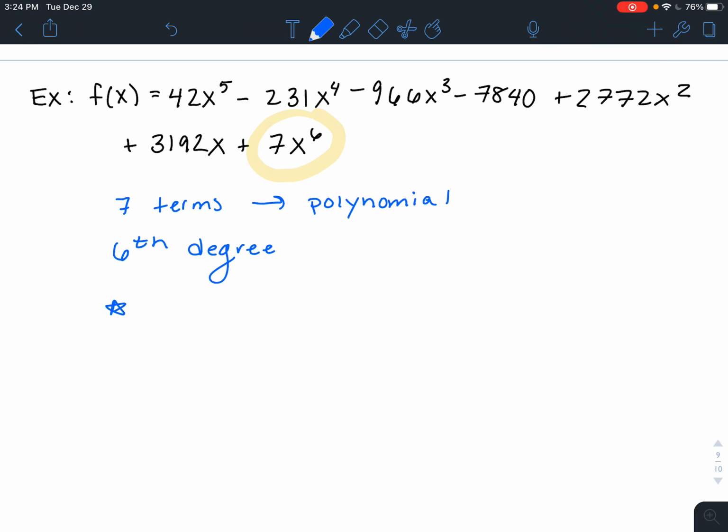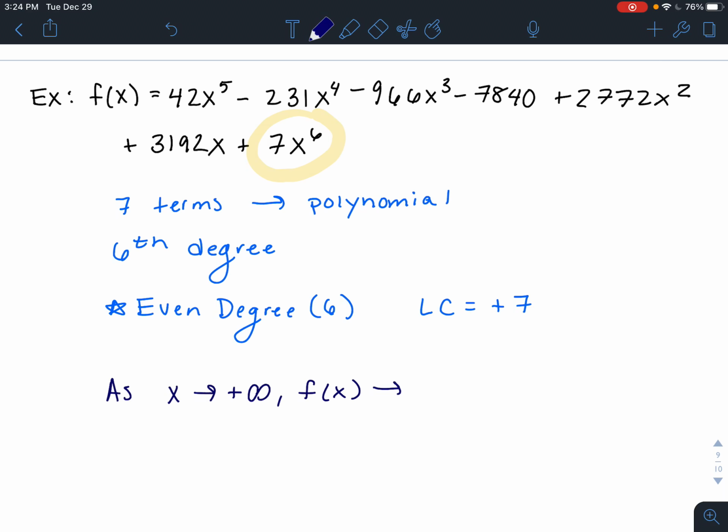So in terms of finding our end behavior, we have an even degree, because we have a 6 as our degree. And then our leading coefficient is positive 7. When we go to find our end behavior, I'm going to write our two statements down. As x approaches positive infinity, f(x), or you might use a y there, approaches what? And as x approaches negative infinity, again, what is f(x), your y value, doing? Remember, this is the right side, and this is the left side.